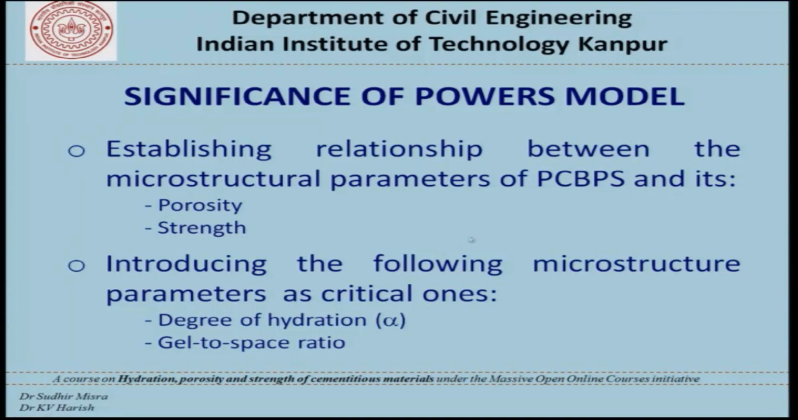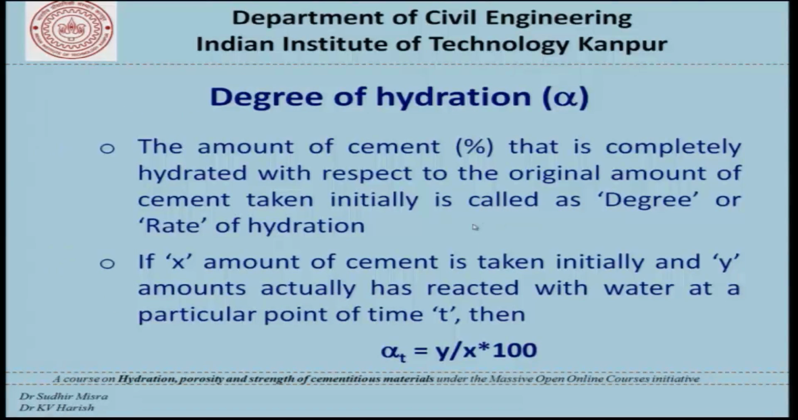In addition to that, Powers introduces two microstructural parameters, namely degree of hydration and gel to space ratio. So, let us first see what these microstructural parameters are before heading on to the Powers model. Degree of hydration, in this lecture as well as in the coming lectures, will be denoted by alpha. The amount of cement that is completely hydrated with respect to the original amount of cement taken initially is called degree of hydration or rate of hydration.